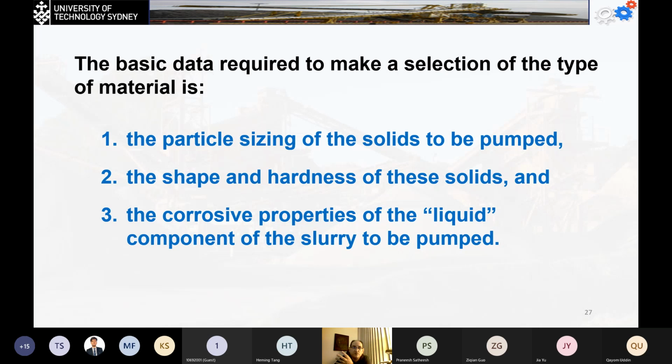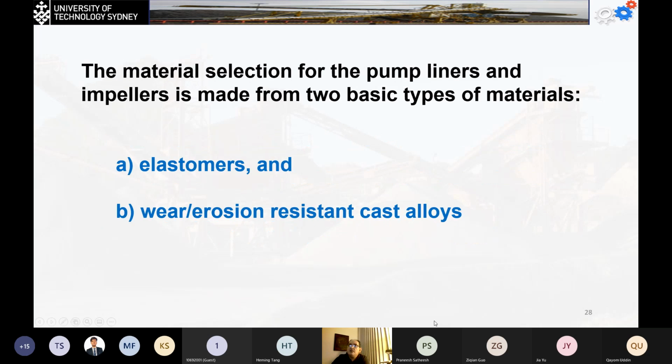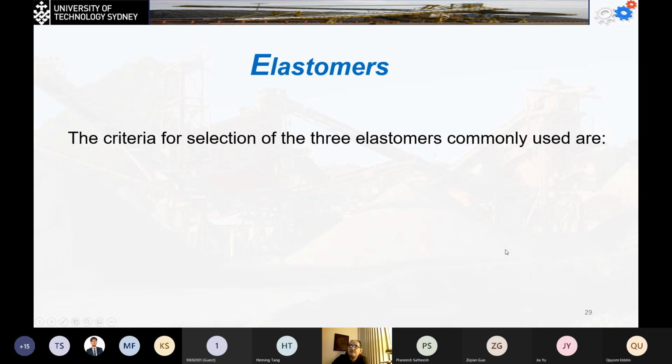Now, if I'm going to use, for example, cast iron, some materials are going to be more reactive with the cast iron and damage it very fast. Sometimes we need to use gray cast iron, for example, which is going to give more properties, longer life and more resistance. The material selection for the pump liners and impellers is made from two basic types of materials. You can use elastomers, or a wear and erosion resistant cast alloy.